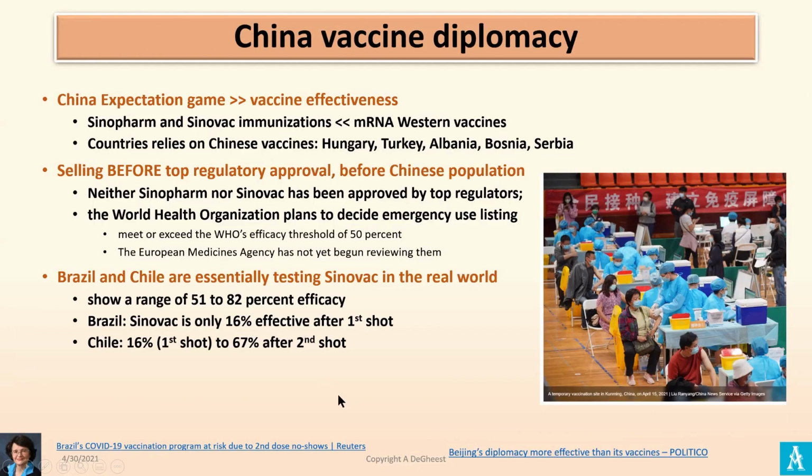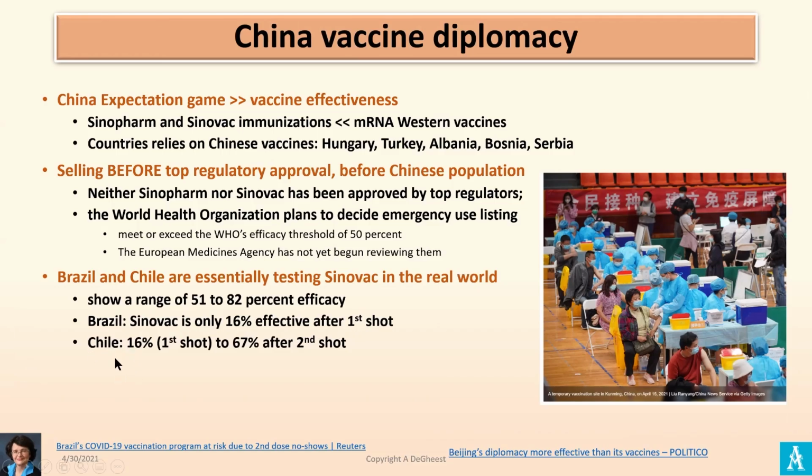Brazil have done some real-world evidence data on Sinovac. They show a range that's between 51 to 82%. And this is the bad news. In Brazil, they show that the efficacy after the first shot is only 16%. And that is the problem they're having in Brazil, where people think that they may get some protection when in reality they don't have a protection that's high enough.